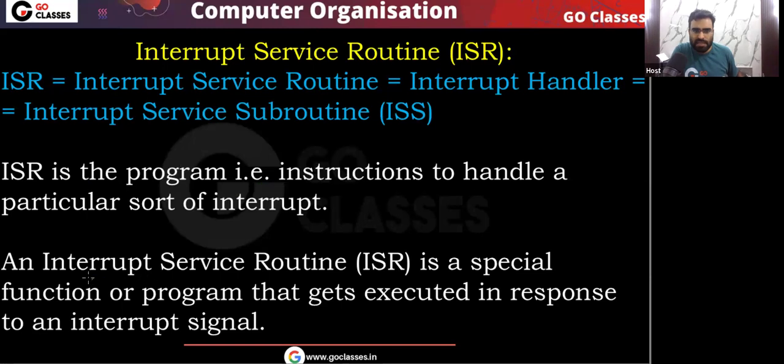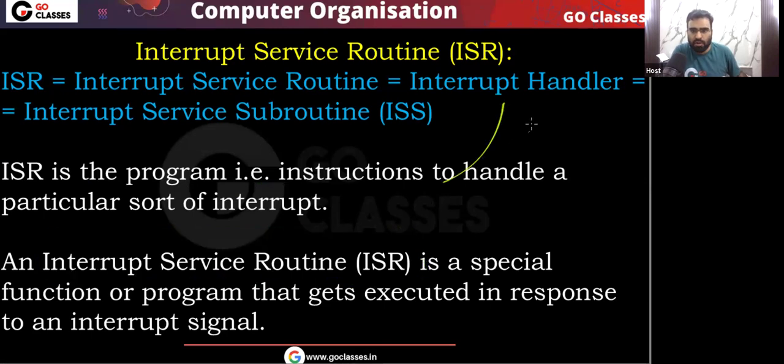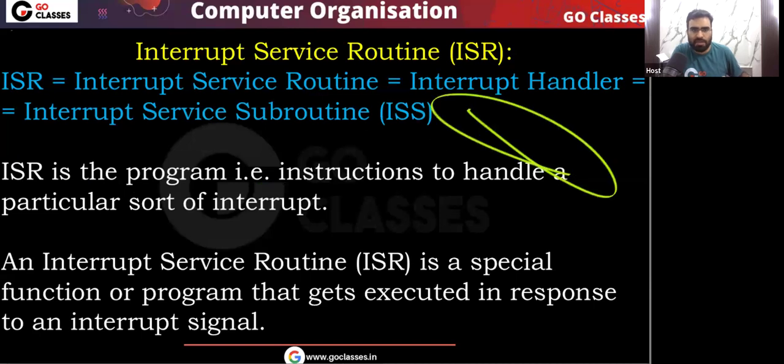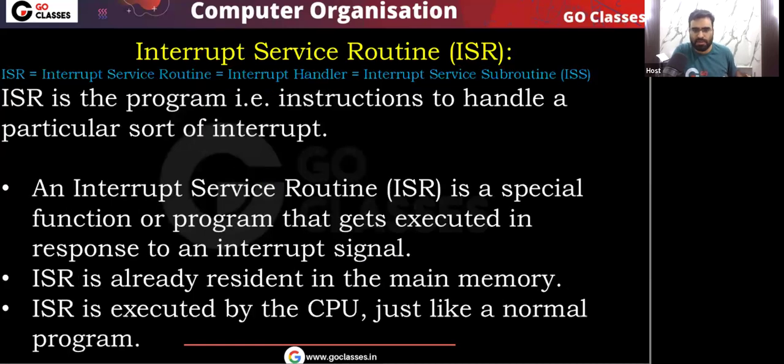And one more thing: this ISR for different interrupts is different and is present in the memory. For all the IO devices, or for all types of interrupt, we have a different ISR, a different program which the CPU will execute. All these ISRs for different interrupts are already present in the main memory. So ISR is already resident in the main memory. And remember, ISR is just a program to service an interrupt, so it is executed by the CPU just like a normal program. Now let's move on.